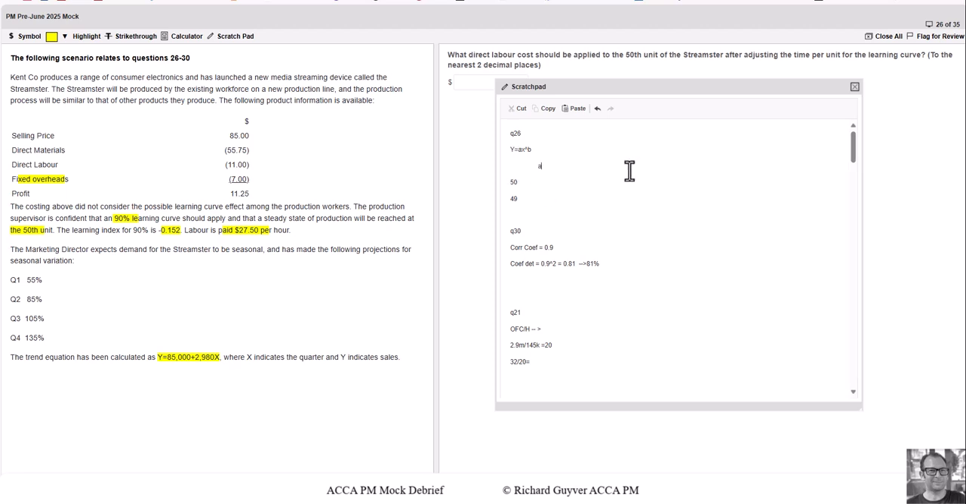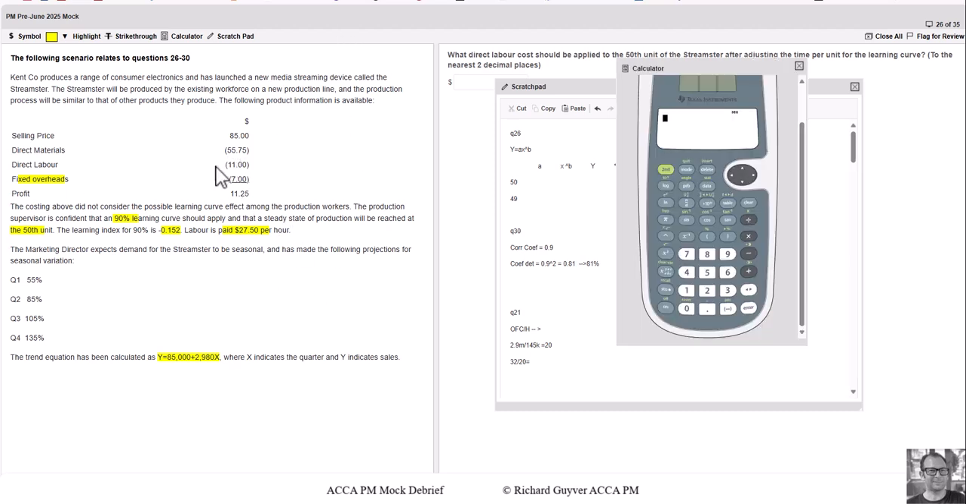Again, I wouldn't write all of this out. So a little template here. We've got the figure for a, we've got x to the b, which will give us y. Then we multiply by the number of units, and that gives us the total time. Time for the first unit. We need a side calculation for this. For the first unit, the direct labour was 11 at 27.50 an hour. Means 0.4 hours was used.